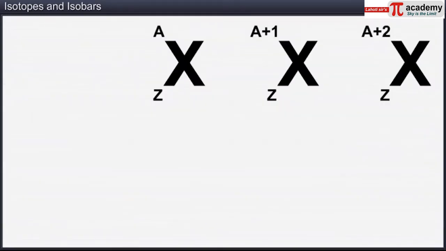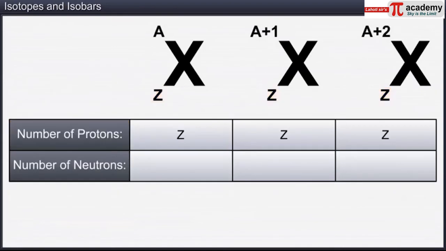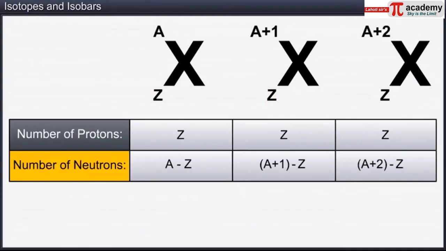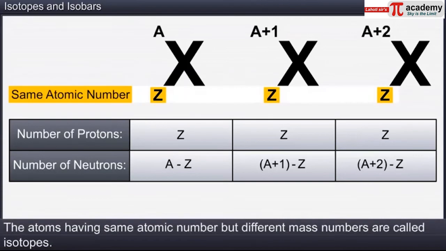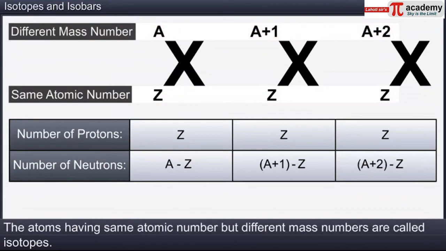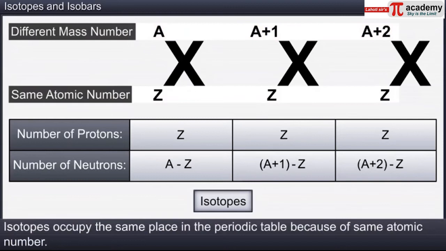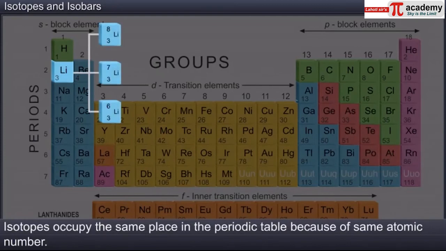In some cases, atoms of the same element may have the same number of protons, that is, the atomic number, but may have different numbers of neutrons. In other words, the atoms have the same atomic number but different mass numbers. Such atoms are called isotopes. Isotopes of the same element occupy the same place in the periodic table because they have the same atomic number.